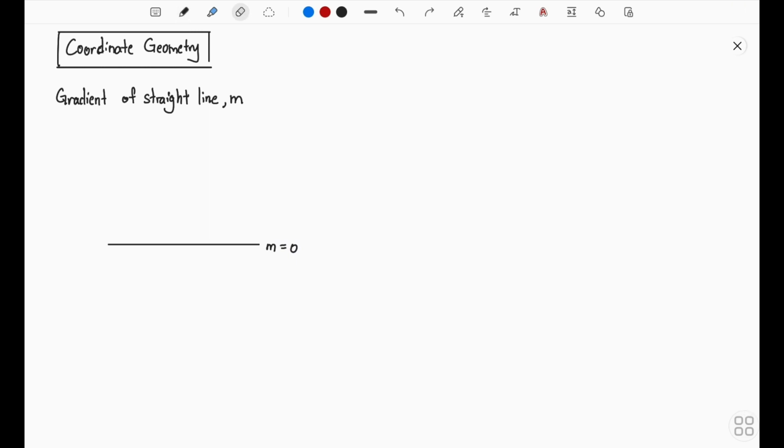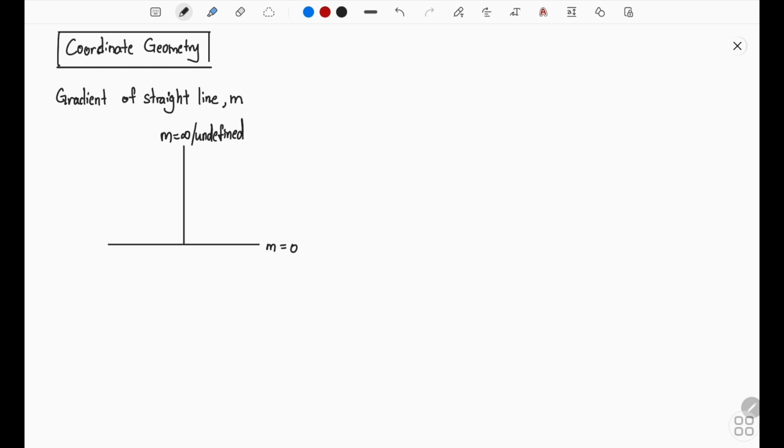On the other hand, if you have a line that is vertically upright, just like that, you can say that your gradient is infinity because it is too steep, okay? Or you can say it's undefined. Your gradient is undefined, okay?